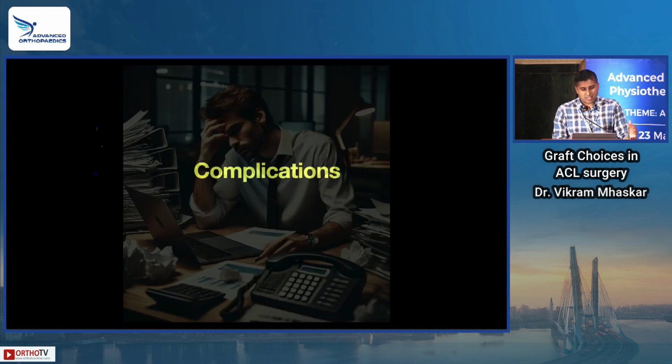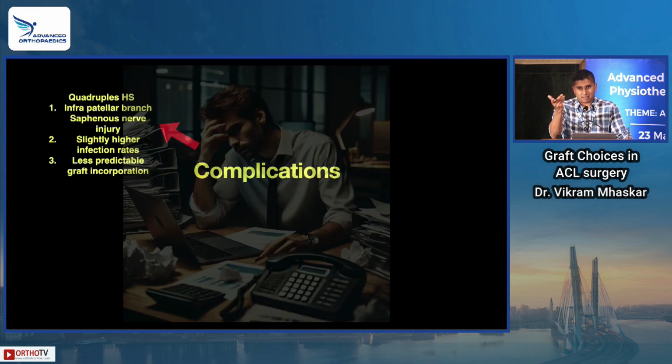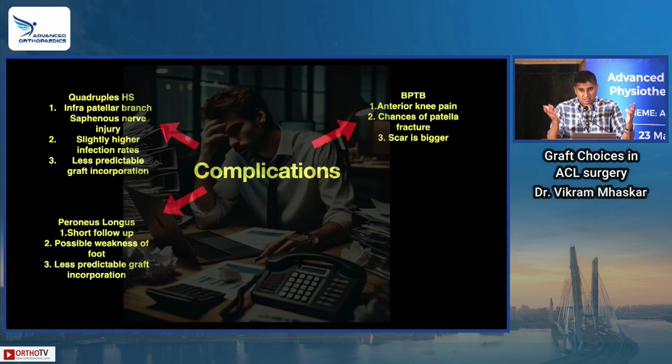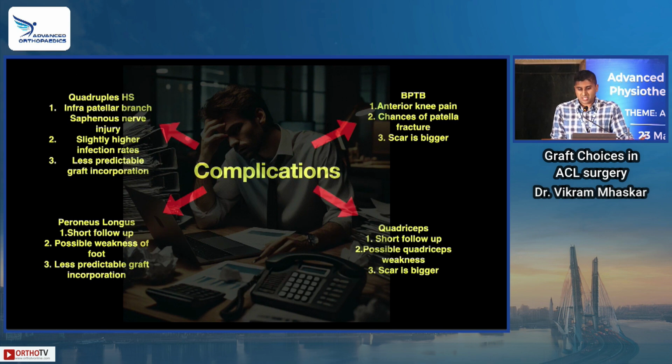What are the complications? Quadruple hamstring: the infrapatellar branch of your saphenous nerve can get cut. You can get slightly higher infection rates in statistics, and less predictable graft incorporation. BPTB: the biggest issue was anterior knee pain, and chances of patellar fracture. The scar is bigger and the patient doesn't perceive it as an arthroscopic surgery. Peroneus longus: very short follow-up, possible weakness in the foot and less predictable graft incorporation. Quadriceps: short follow-up, possible quadriceps weakness and the scar is bigger.